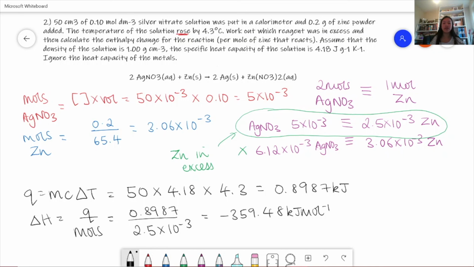And now we look back at the question and have a look to see how many decimal places or significant figures they've rounded everything to. And it looks like they've all got 2 significant figures. So then we round this to minus 360 kilojoules per mole. And I've added in the minus here because it's an exothermic reaction. Technically, you can add the minus here, but it's better if you think you'll forget it. But adding it at the end is fine as well, as long as it's in the final answer.